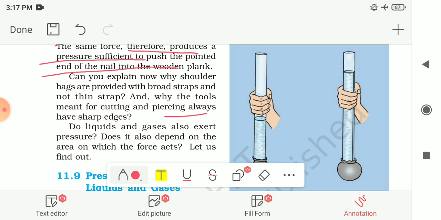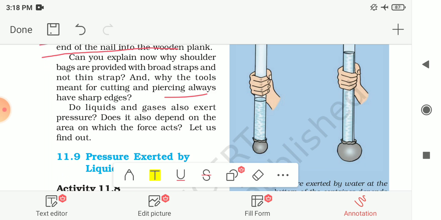And knives, the tools used to cut or pierce, have sharp edges because it reduces the surface area, and the reduction in the surface area increases the pressure. So by the same force we can apply a larger pressure, and we can cut or pierce objects easily. That's why they are given sharp edges.